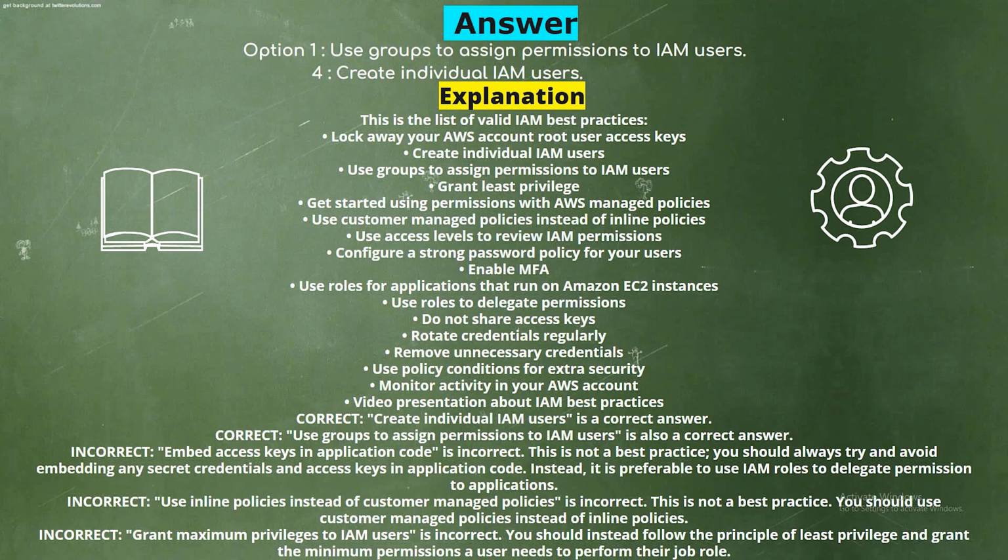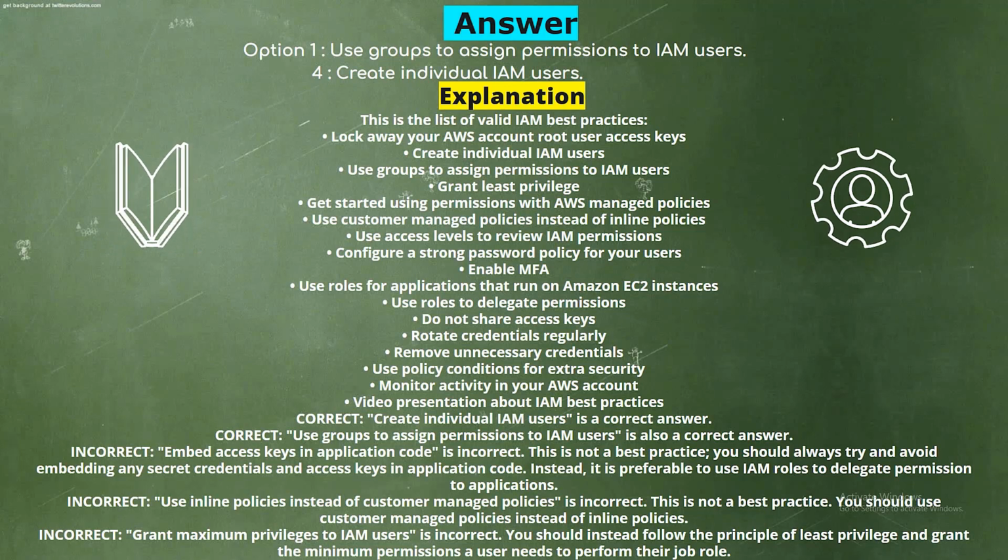Incorrect. Embed access keys in application code is incorrect. This is not a best practice. You should always try and avoid embedding any secret credentials and access keys in application code. Instead, it is preferable to use IAM roles to delegate permission to applications.